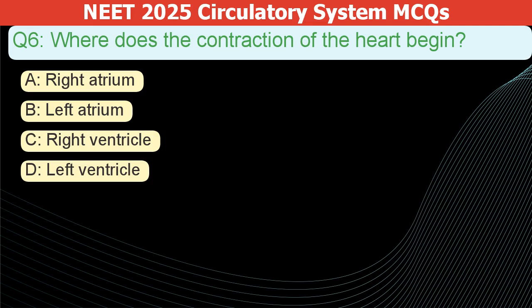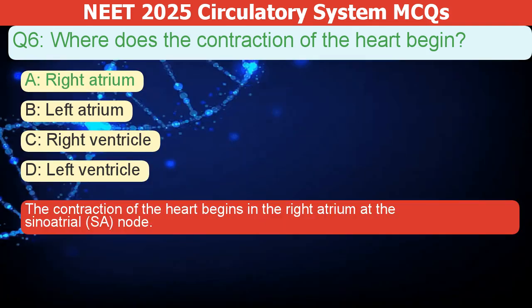Where does the heart's contraction begin? A. Right atrium. B. Left atrium. C. Right ventricle. D. Left ventricle. The correct answer is A. The heart's contraction begins in the right atrium at the sinoatrial, or SA, node.